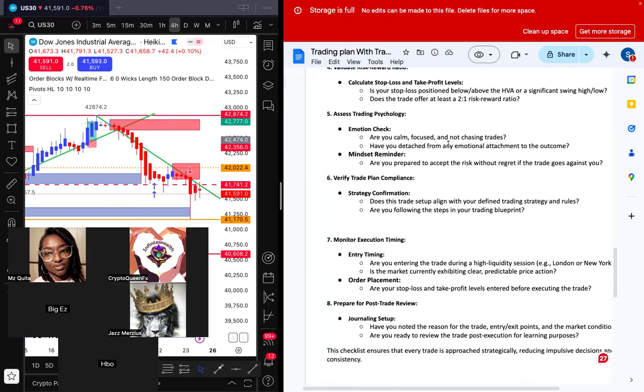You should always be calm and focused before entering the trade. Have you detached any emotional outcome to the trade? Are you anticipating this trade?